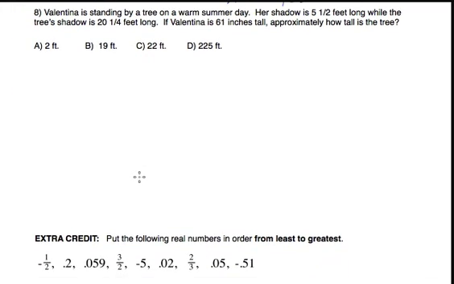Letter 8. Valentina is standing by a tree on a warm summer day. Her shadow is 5.5 feet long, while the tree's shadow is 20 1/4 feet long. If Valentina is 61 inches tall, approximately how tall is the tree? You know what to do. You make lovely figures. Here's Valentina. She's standing by the tree, and her shadow is right here. All right, and then there's this nice little tree. That's a weird tree. Let's put some roots and a little apple. And then we have a shadow for the tree.